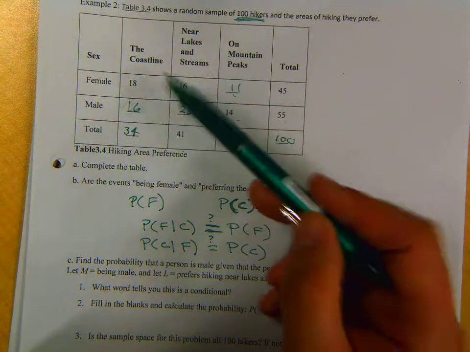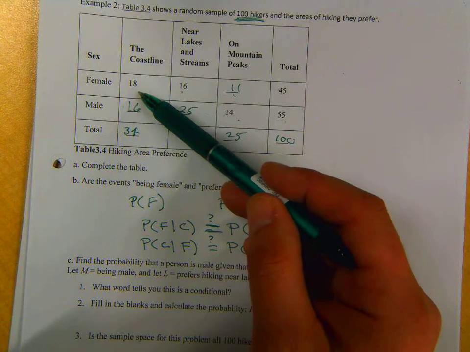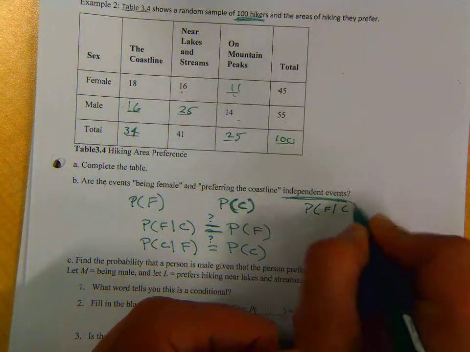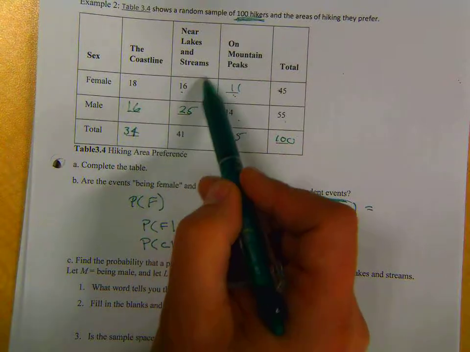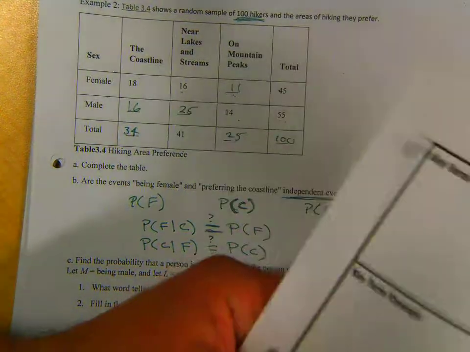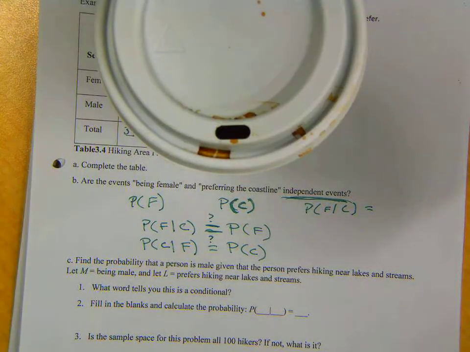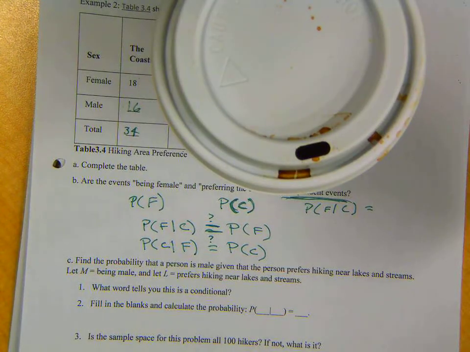P of F given C. So we're given that C already occurred. So if we're doing P of F given C, C already occurred, so you get rid of the rest of these. Ignore the rest of those. See if I can cover them up somehow. There we go, covering them up.